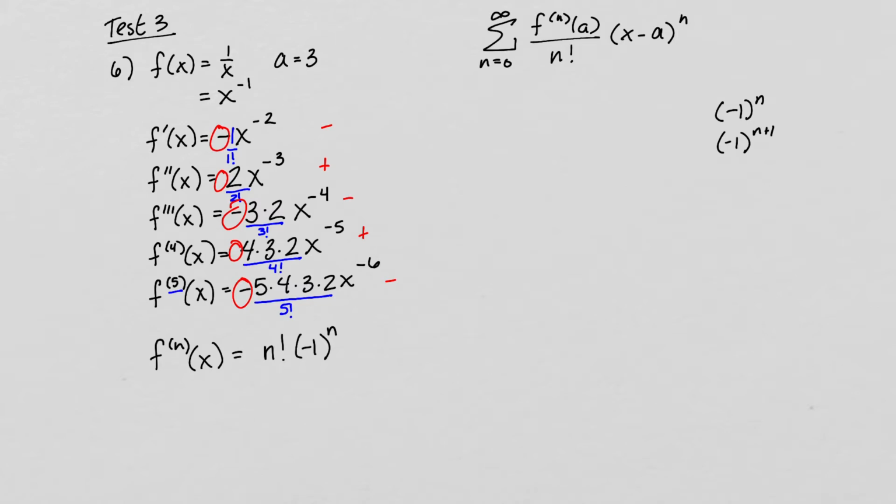Okay, and then the only other part I have is I have x to a power. The powers are all negative. And again, we're always trying to relate what derivative we're on with what we're doing. So first derivative, I have a 2. Second derivative, I have a 3. Third derivative, I have a 4. So I always have one more, right? So it's going to be negative n plus 1. One more than the derivative. Does that make sense?